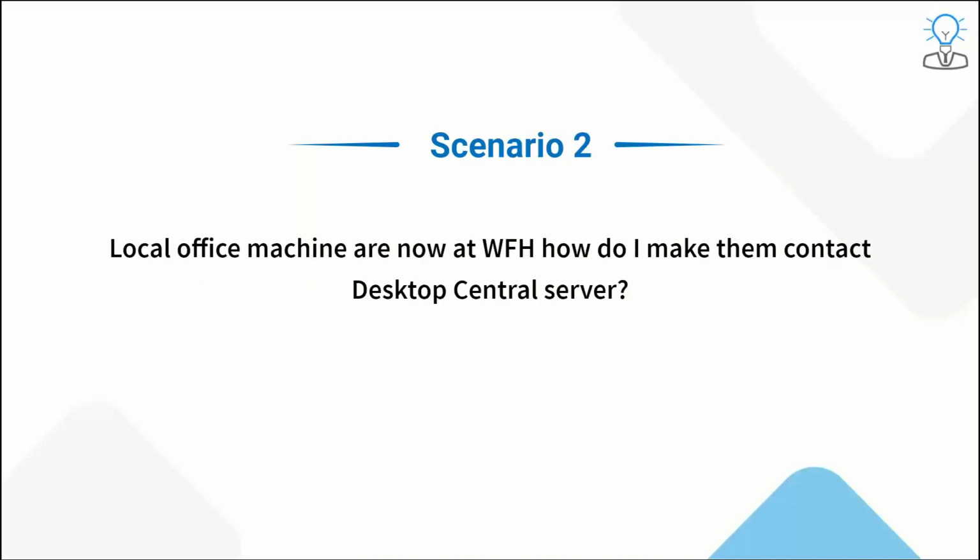Let's move to the second scenario. Local office machines are now working from home. How do I make them contact Desktop Central server? So for this, like I mentioned before, if you have configured your NAT settings and set up the secure gateway server, your agents can reach out to Desktop Central server with no problem. Otherwise, they can also reach the server using VPN. If none of this is working out, please reach out to our support with your specific problem and they'll help you handle the scenario.